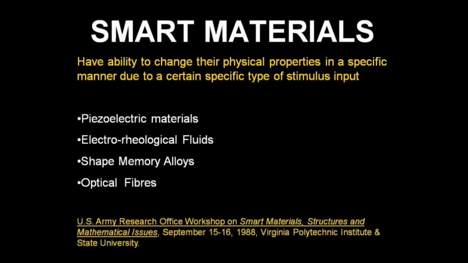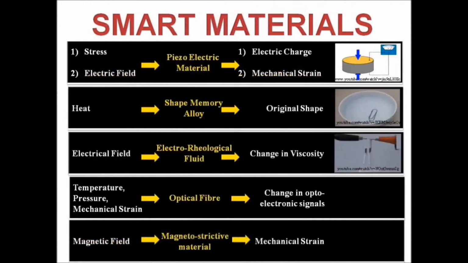With the smart materials, which property of any material make them to behave smart? So any material which have the ability to change their physical properties in a specific manner when a specific type of input is applied on them are the smart materials. Different type of smart materials are piezoelectric materials, electrorheological fluids, shape memory alloys, optical fibers, etc. Now covering them one by one, first is the piezoelectric material.